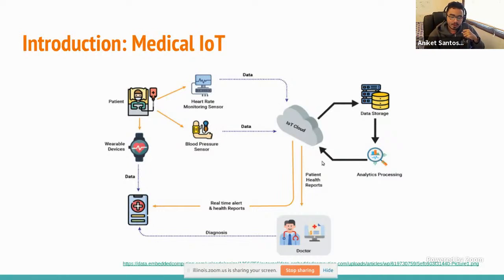And then we can obtain, firstly, health reports. So we can have an alerting system, but we can also do retrospective querying on that data. We can see how that person behaved in the past day or the past week, and how the health of that patient is improving or deteriorating over time. So that's one of the use cases of medical IoT.